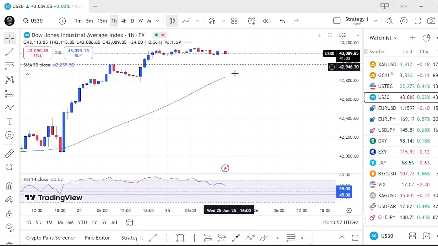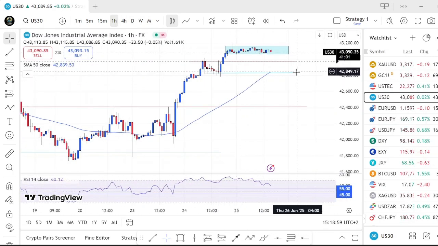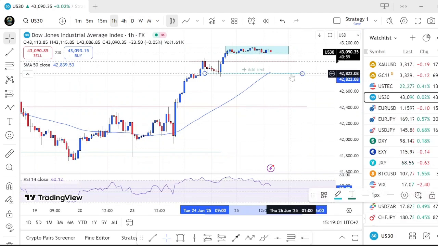The levels I'm looking at for trades, moving into the 1 hour time frame, we could potentially see a retracement and a test of the 42,800 level, where we currently have wick rejections here. Price moves down, tests that level, pushes back up.